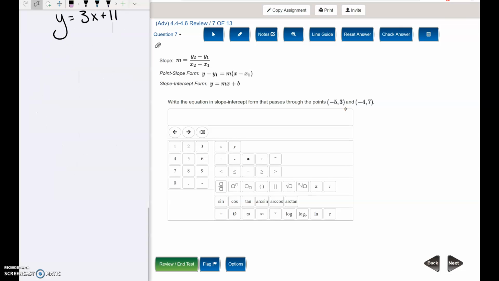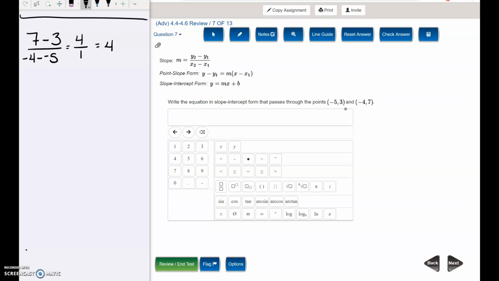This one, however, that method's not going to help you because you do have to truly write it all out yourself. So your first step is to find your slope. So we would do 7 minus 3 over -4 minus a -5. That gives us 4 over 1, so our slope is 4. Then we pick a point. It really doesn't matter which point you use. Both of them have a negative, so I'm just going to use the first one. So y minus 3 equals 4 times x minus a -5.